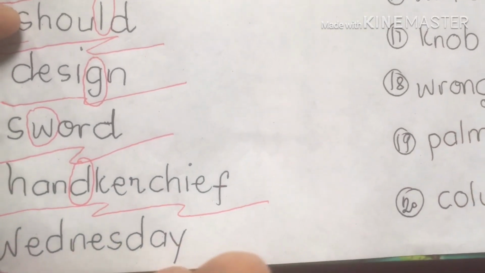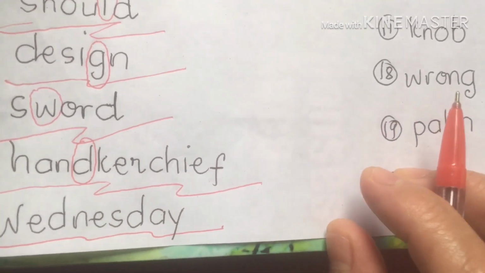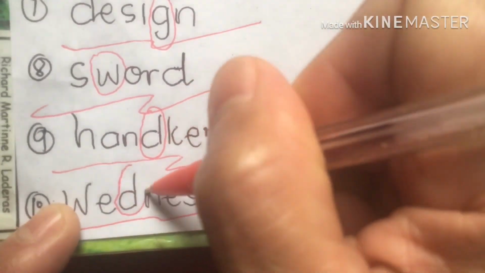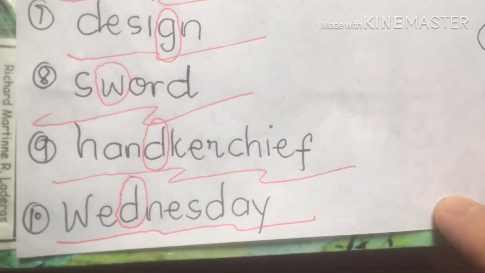Next is Wednesday. When we say Wednesday, today is Sunday, not Wednesday. So letter D is not included because we can't pronounce it as Wednesday.